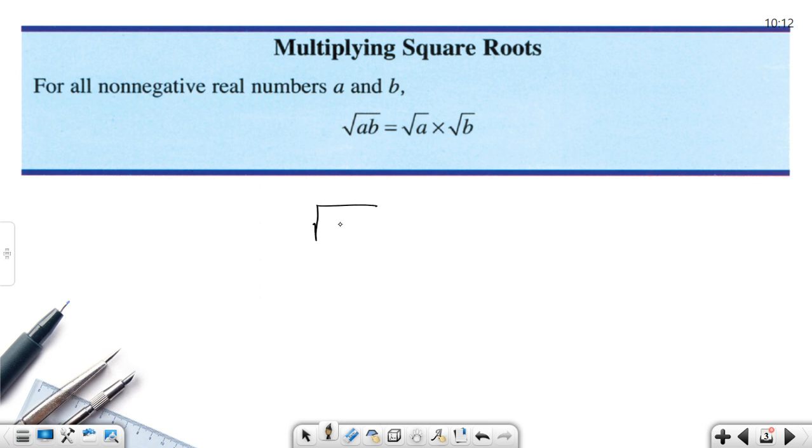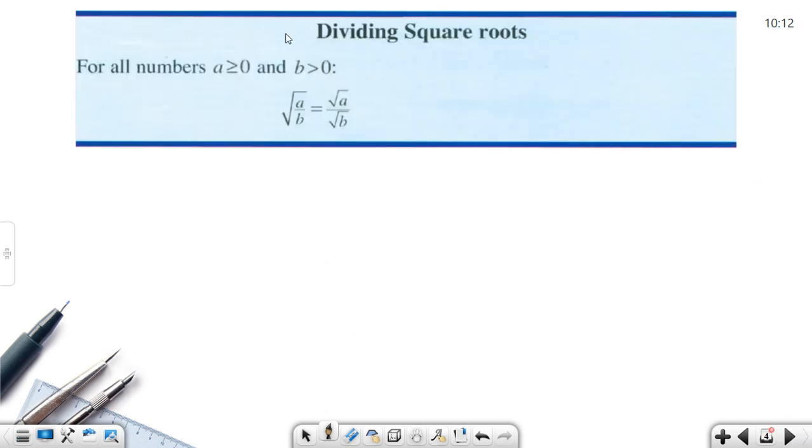Multiplying square roots: if we have a number inside the square root, let's say square root of 9 times 5, that's going to be square root of 9 multiplied by square root of 5. And square root of 9 is 3, so 3 square root of 5. As you see, that's how to simplify the square root. That's a good property of the square root.